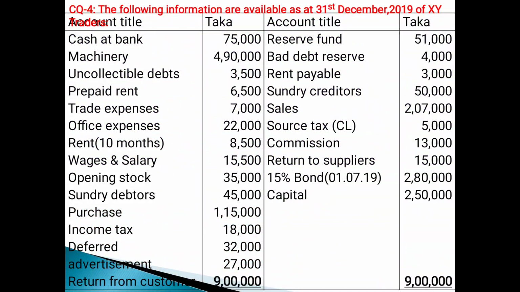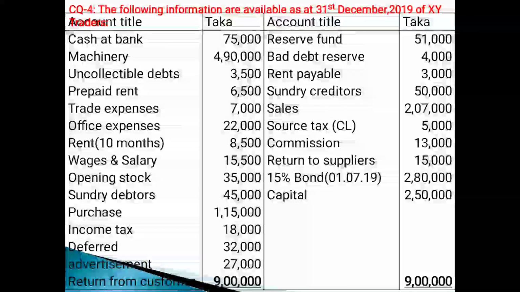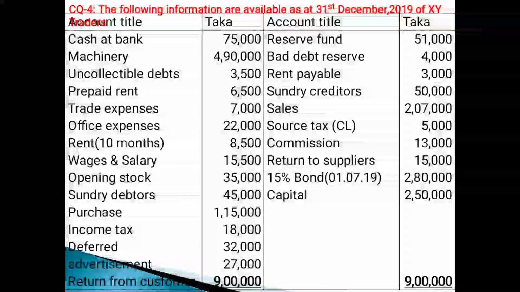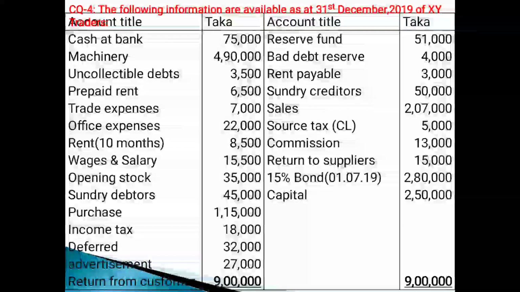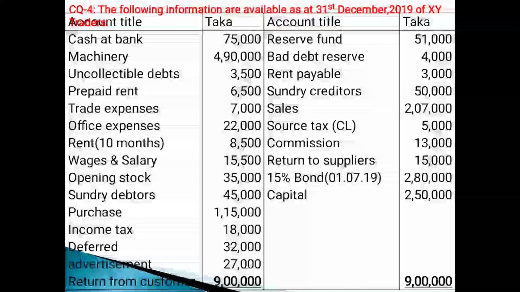One-fourth of the deferred advertisement is to be written off. In trial balance, deferred advertisement is Taka 32,000, and 1/4 of deferred advertisement is to be written off. So 1/4 of 32,000 is equal to Taka 8,000, to be shown in operating expenses in income statement, and Taka 8,000 is to be deducted from the total amount of deferred advertisement in fictitious asset.